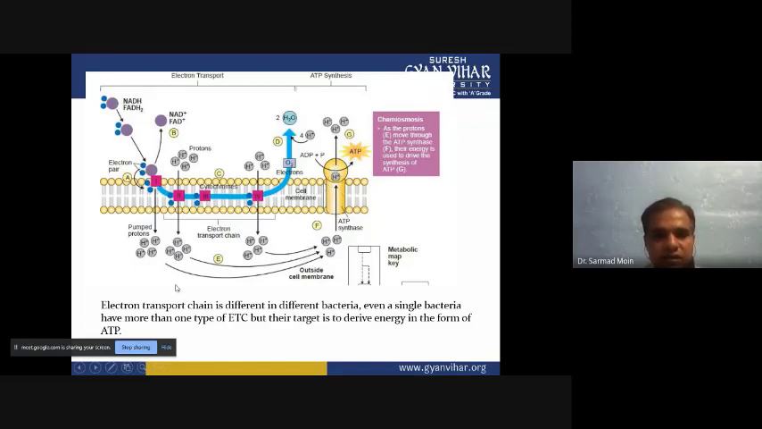And when the H plus ion concentration is increasing outside the cell membrane, what ATP synthetase will do is exchange the proton from outside to inside. When it takes the H plus, the ADP molecule reacts with the phosphate molecule and converts into the ATP molecule. So your ATP molecule will be produced in the electron transport chain.